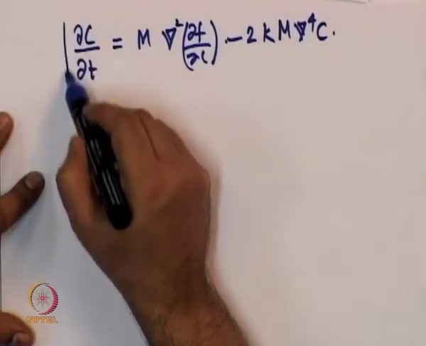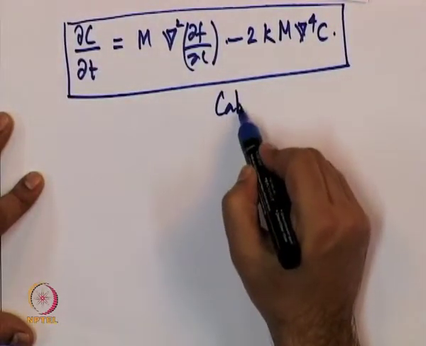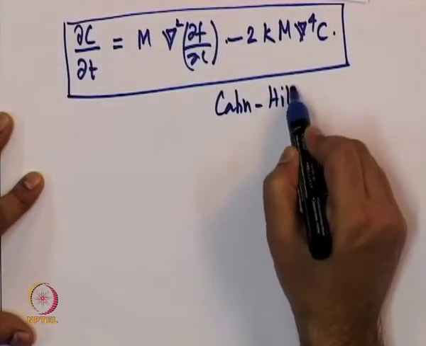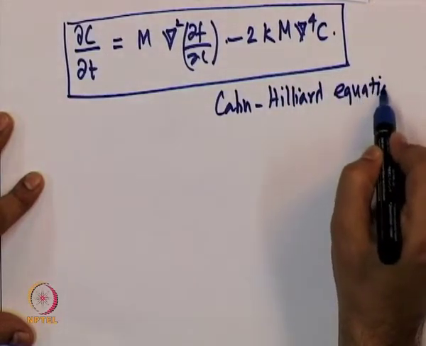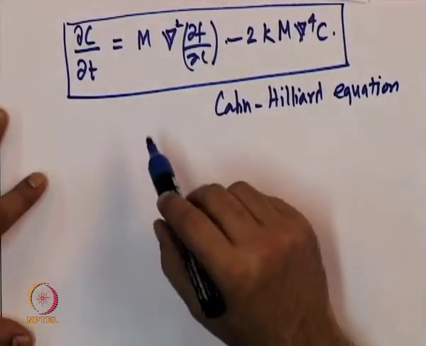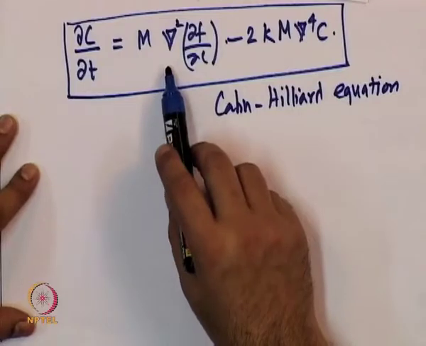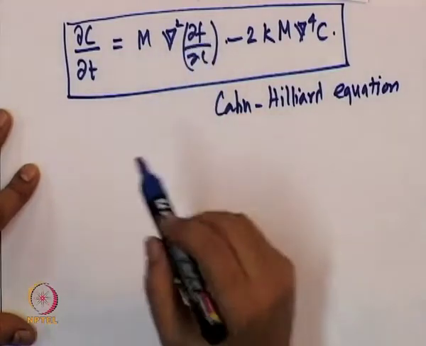So, this equation is known as the Cahn-Hilliard equation. This is a modified diffusion equation, that is not very difficult to see. To see that it is a modified diffusion equation, let us consider this del squared dou f by dou c term, where it comes from.